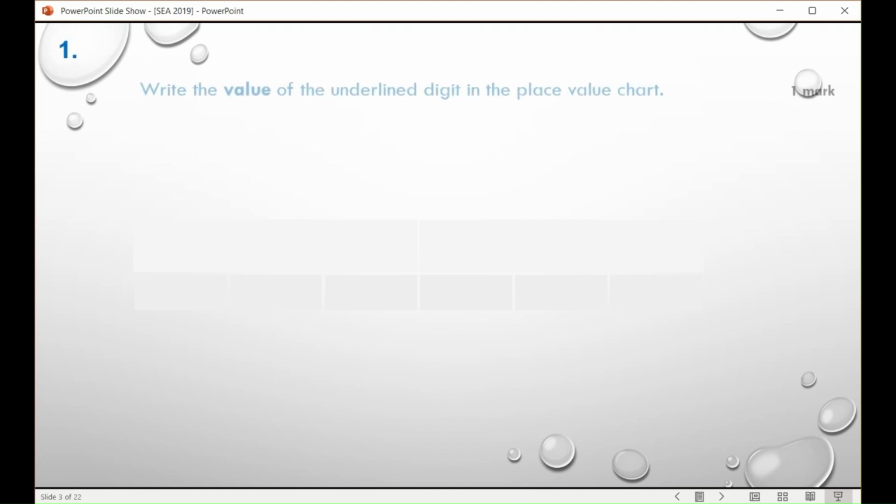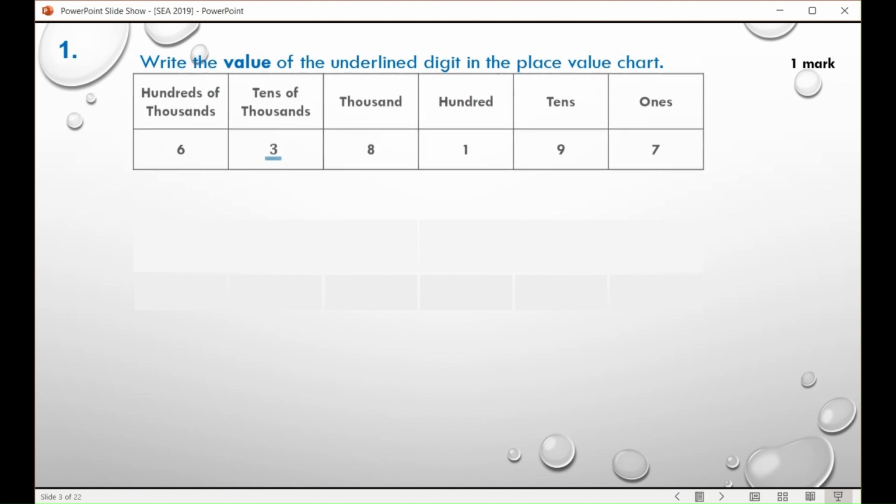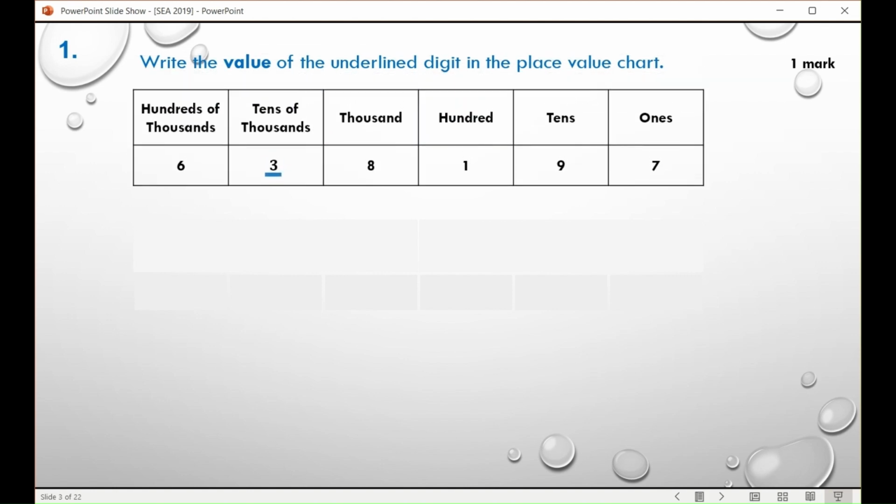Let's now look at number 1, where it states write the value, not the place value, but write the value of the underlying digit in the place value chart. So we can easily recognize that this is a 1, 2, 3, 4, 5, 6, a 6-digit number. And they're looking for the value of the 5th digit. So some students can easily identify it and recognize that this is the answer, 30,000.